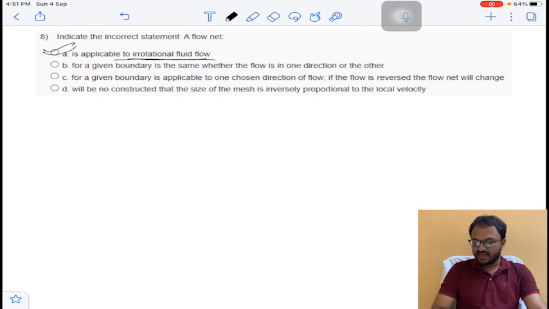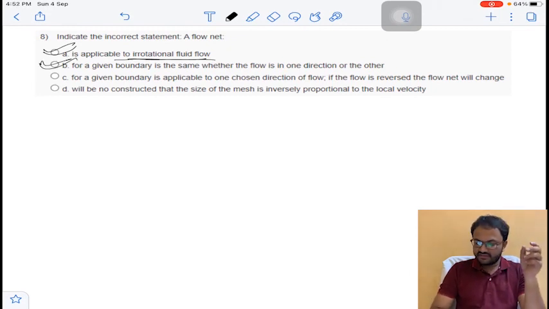Coming to the second statement, for a given boundary the flow net is the same whether the flow is in one direction or the other. Obviously the boundary conditions depend upon the flow net. It does not depend upon the direction of the flow, whether it is 1D flow, 2D flow or 3D flow. The flow net will be the same. So option B is also correct.